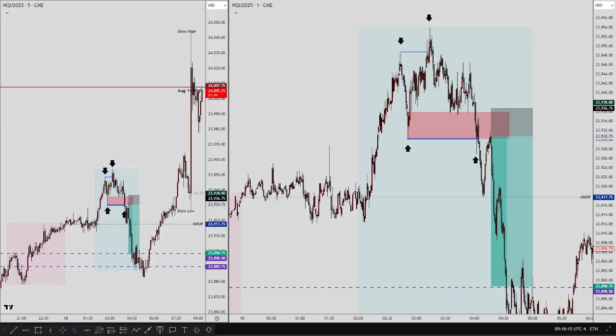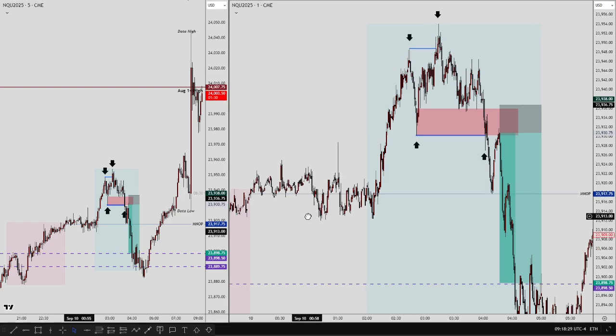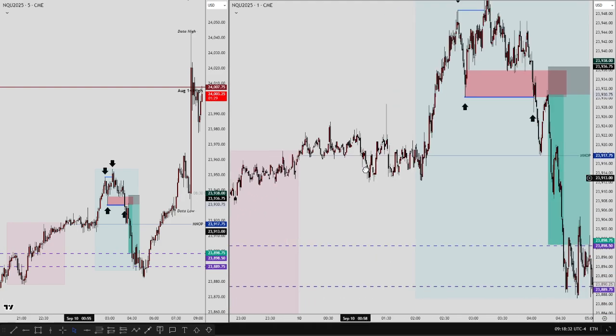Okay, does everyone understand that? What deems London as high probability? Like, how do you recognize if London will not get sloppy? That's a really good question. If Asia's range is really big, what deems really big?